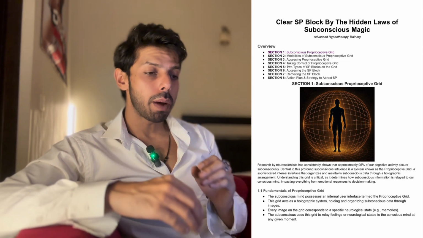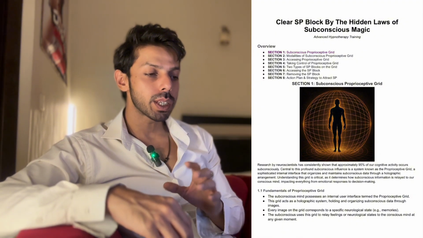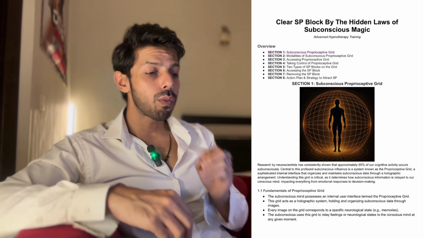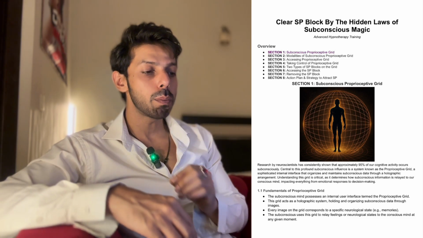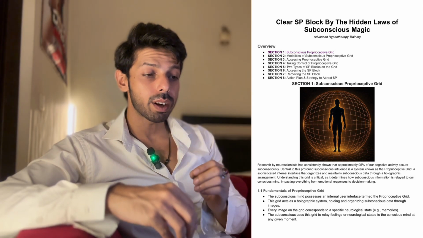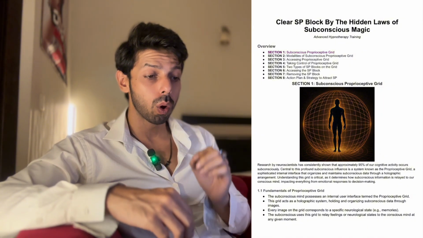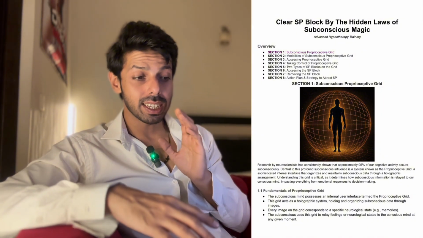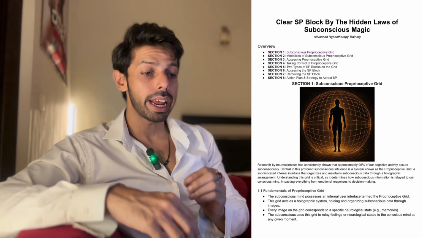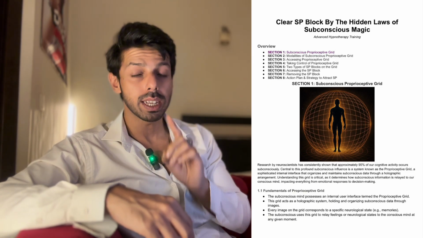You see, research by neuroscientists has consistently shown that approximately 95% of our cognitive activity occurs subconsciously. Central to this profound subconscious influence is a system known as the proprioceptive grid, a sophisticated internal interface that organizes and maintains subconscious data through a holographic arrangement. Understanding this grid is critical as it determines how subconscious information is relayed to our conscious mind, impacting everything from emotional response to decision making.